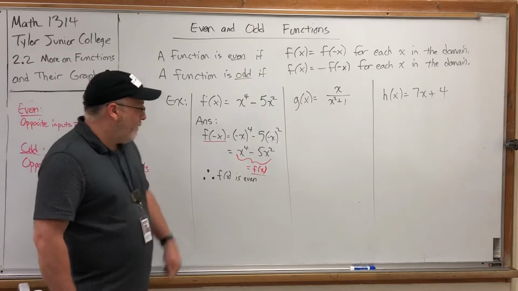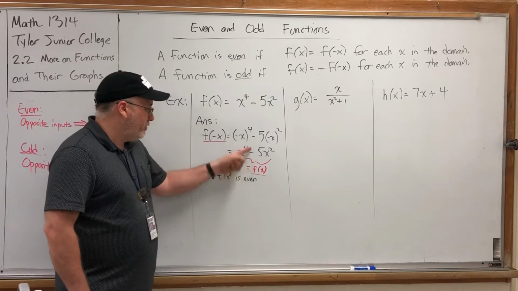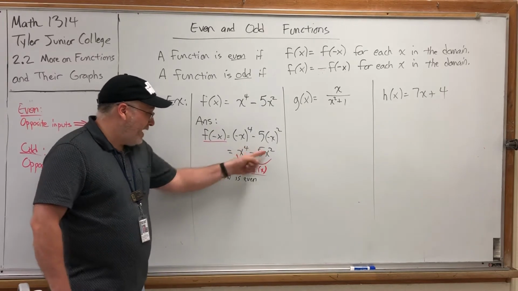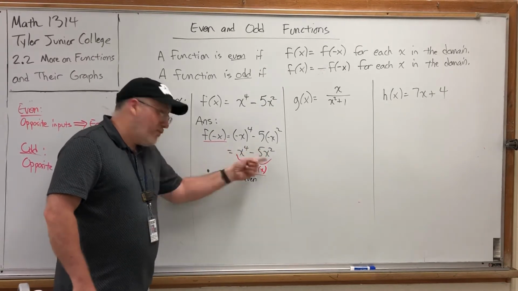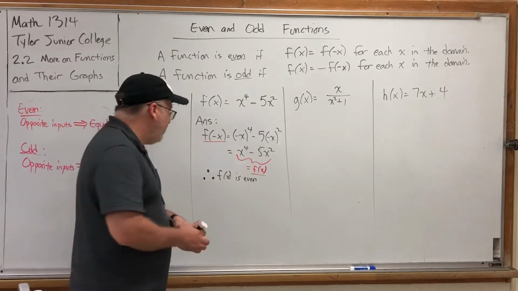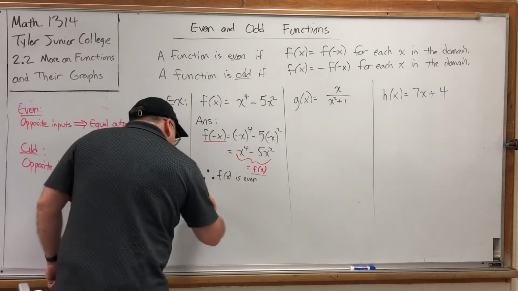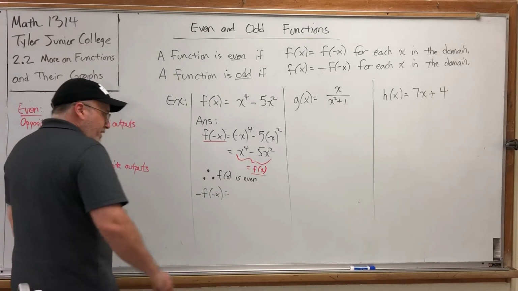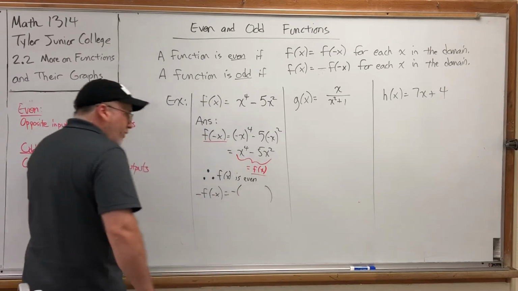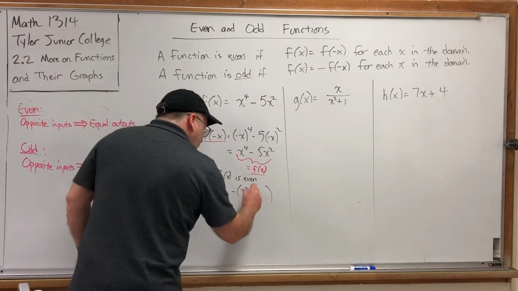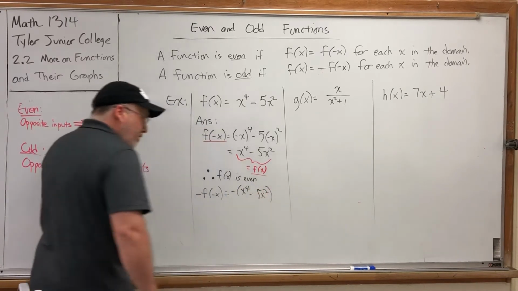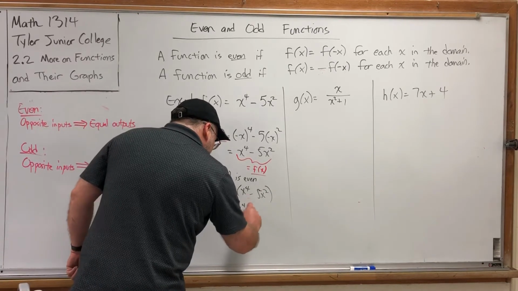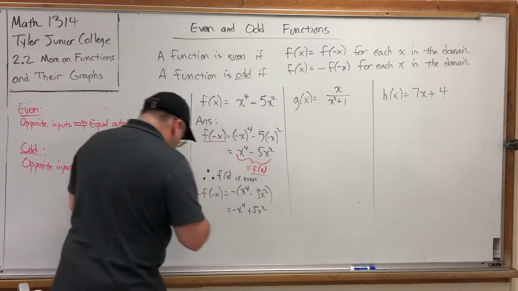If it's even, stop. If it's even, it means these match. To see if it's odd, we'd have to take the opposite of that, and it's not going to match anymore if we take its opposite. But if you just wanted to check, negative f of negative x is the opposite of what we just found. We just found x to the 4th minus 5x squared. And what's the opposite of that? Distribute the negative. Get negative x to the 4th plus 5x squared.